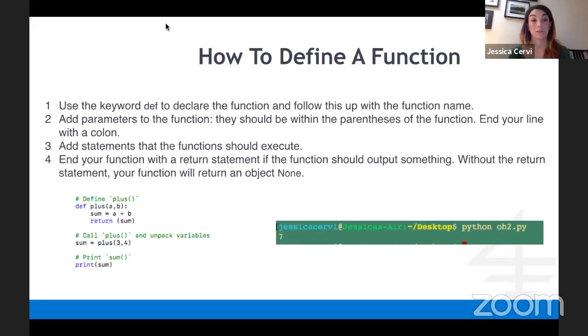Next, you need to add parameters to the function. They should be written within parentheses, and you're supposed to end your line with a colon. After you have defined the name and the parameters that you want to pass to the function, then you will need to add statements that the function should execute, that set, that bundle of instructions that your function is supposed to do. And then you're supposed to end your function with a return statement if the function should output something. So here I have a very simple example of a function. It computes the sum of A plus B.